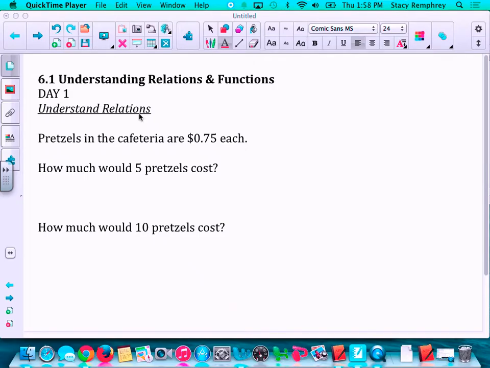Okay, we're going to start chapter 6, which is functions. The first day is just understanding relations. So we have the situation: pretzels in the cafeteria cost 75 cents each. How many would 5 pretzels cost? That's pretty easy. I know you guys can do that one.